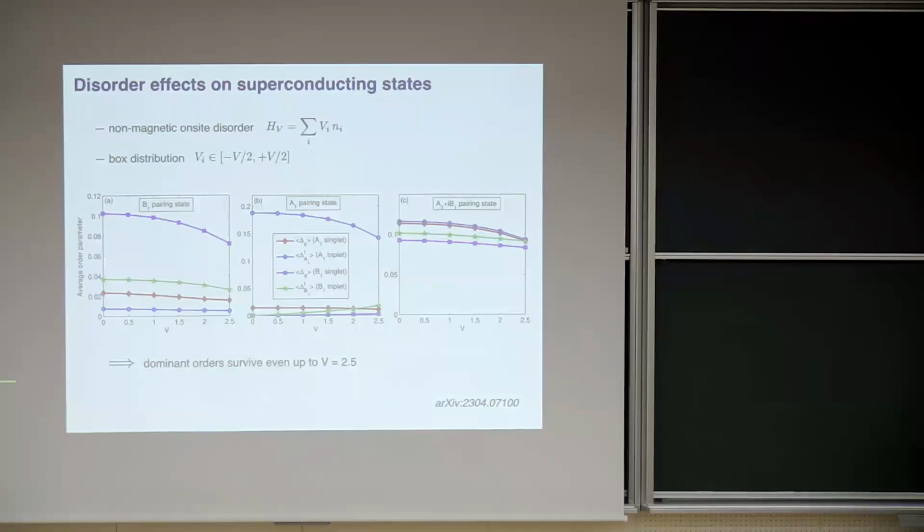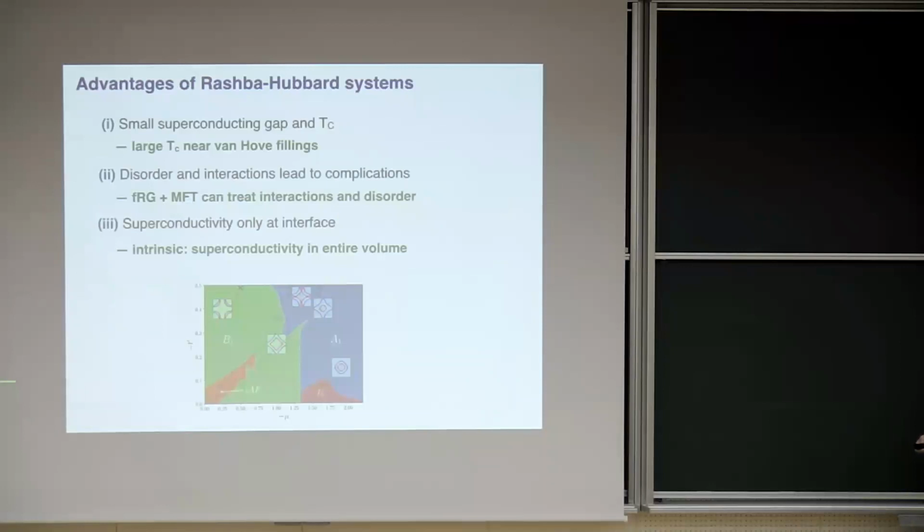Then, to show that this approach also works in the presence of disorder, we have included on-site disorder with box distribution. Here you see that these order parameters are stable up to rather large values of disorder. So we expect that these phases should survive even in real systems with disorder.